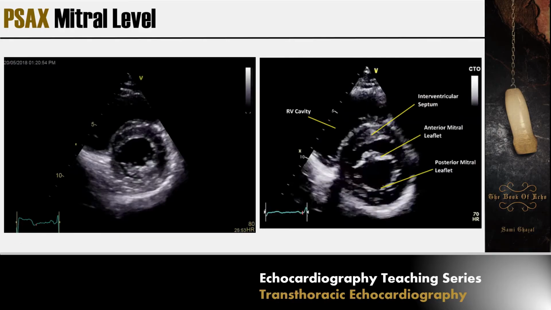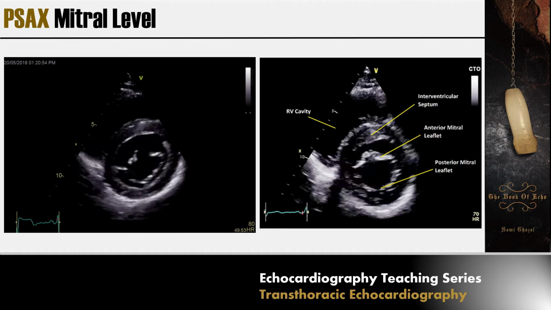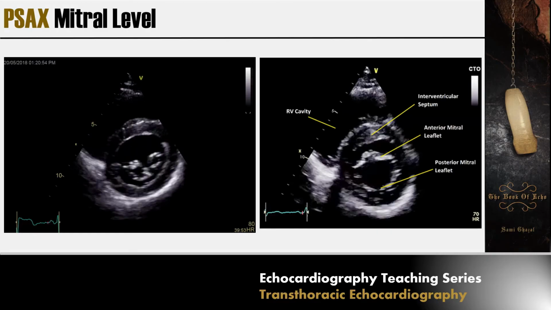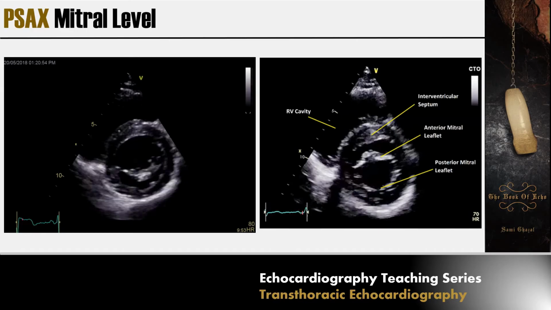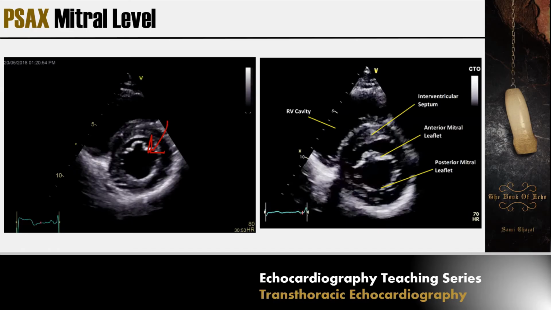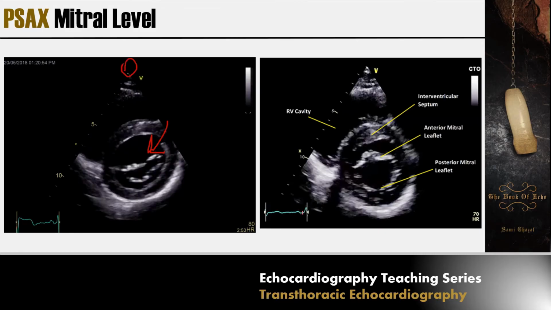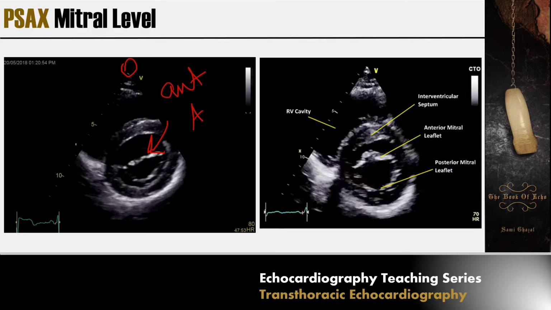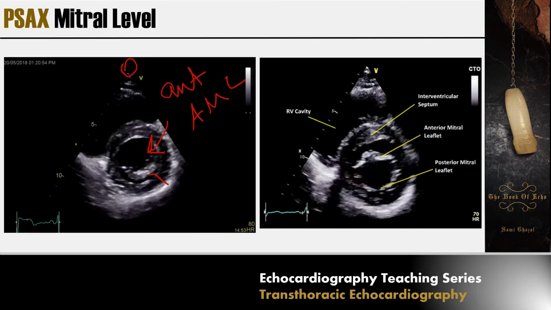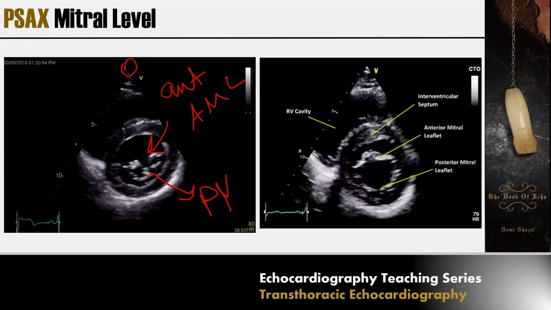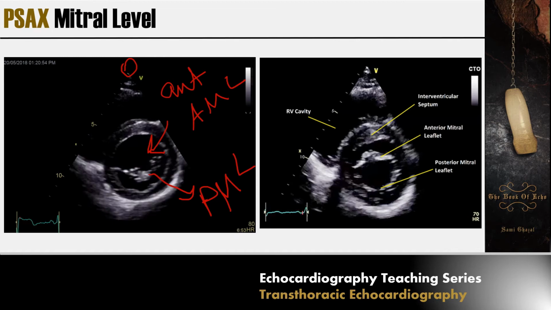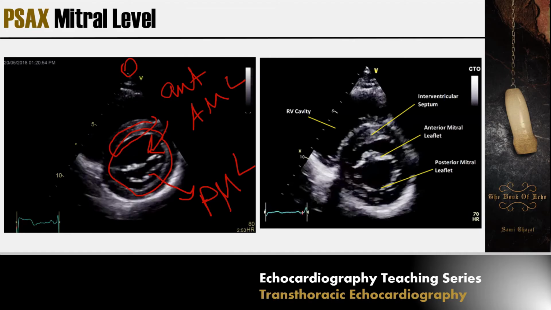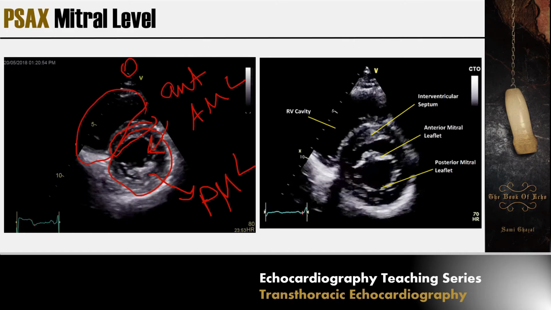Now from the basal level, the beam has to be angulated a little bit apically until the mitral valve leaflets are displayed. Now you can see 2 mitral valve leaflets. The leaflet closer to the probe, so the probe is here, will be the anterior mitral valve leaflet, AML. And this one here away from the probe will be the posterior mitral valve leaflet. This is the interventricular septum. So this is the LV and this is the RV cavity here.